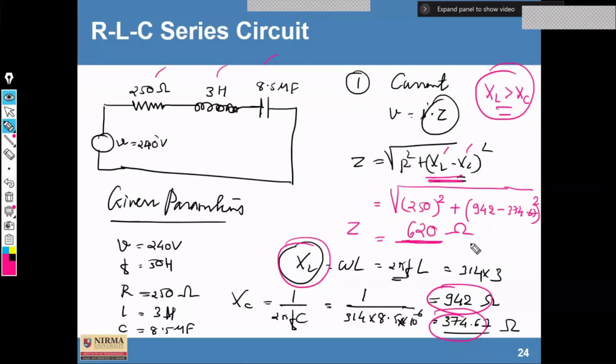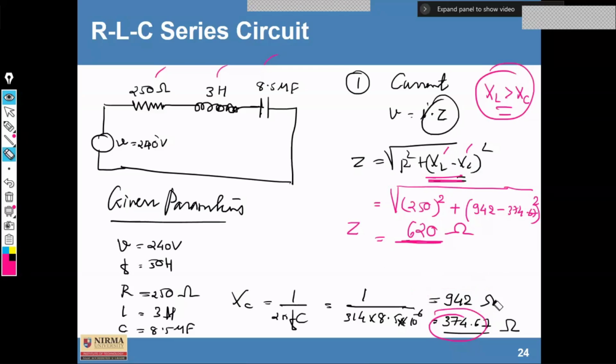Correct. So I request all of you, please calculate all these parameters using your own calculator and try to find out. This is practice, that's what we are doing right now. Now, what would be our first question to find? Current. Okay.